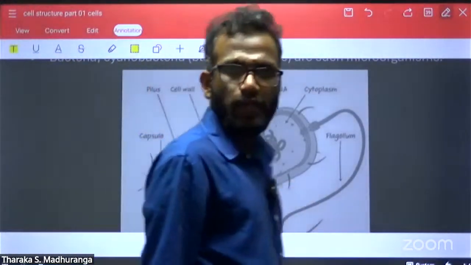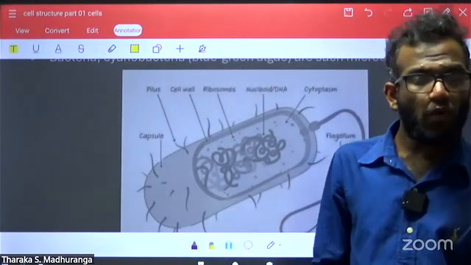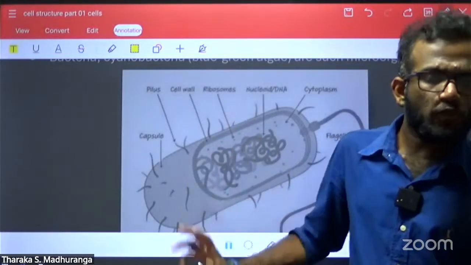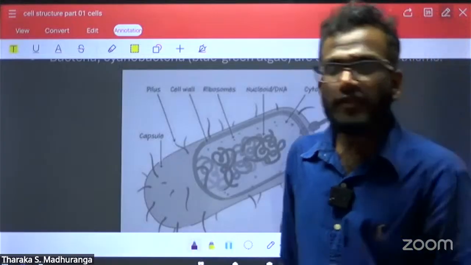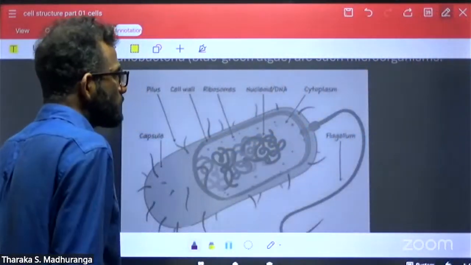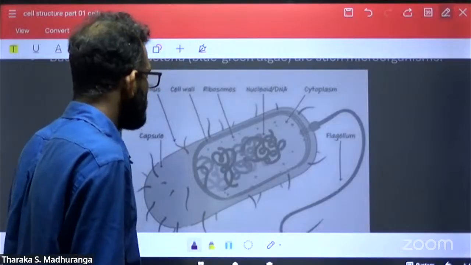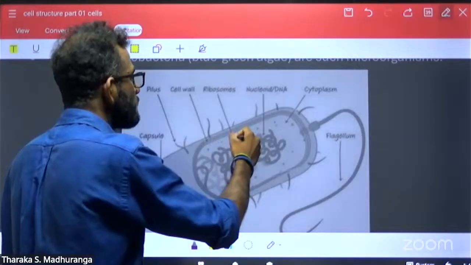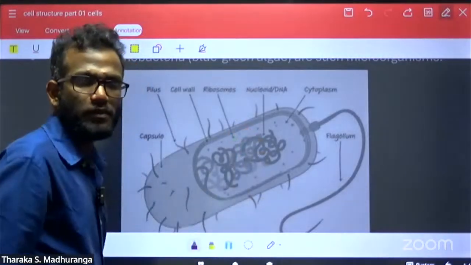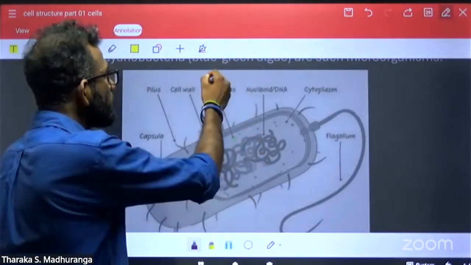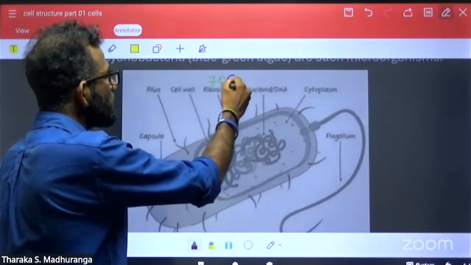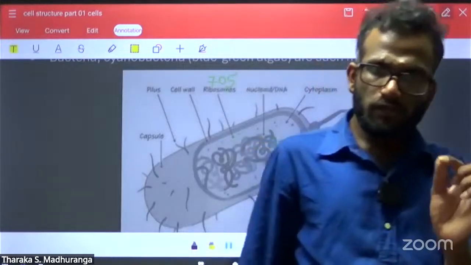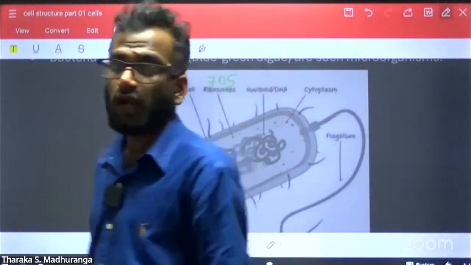Prokaryotic cells don't have organized organelles, as I explained, only a chromosome chain. The only organelle they have is the ribosome. These dots are the ribosomes. These are 70S ribosomes. Remember, 70S ribosomes. The ribosomes are not structured well.